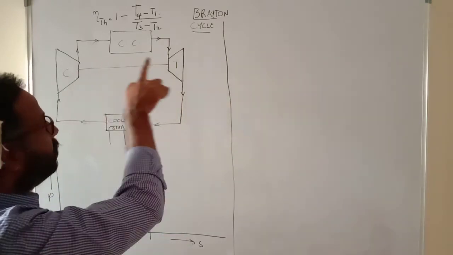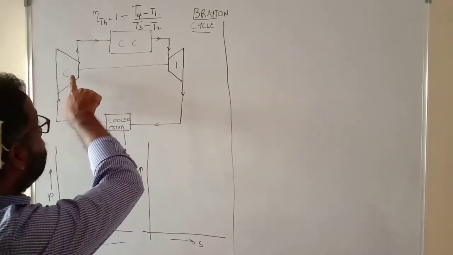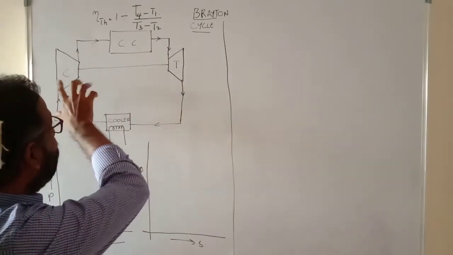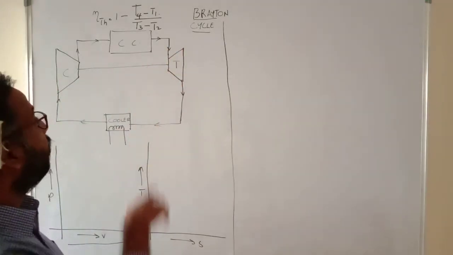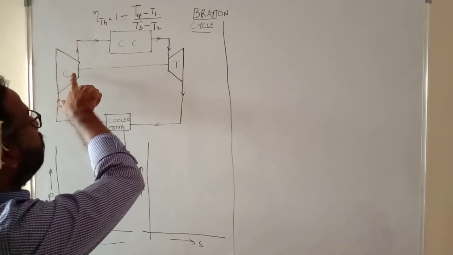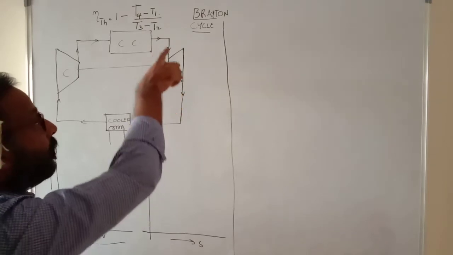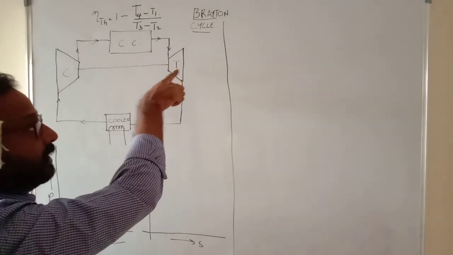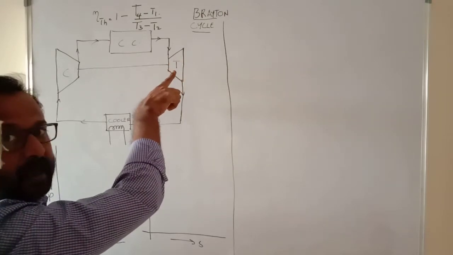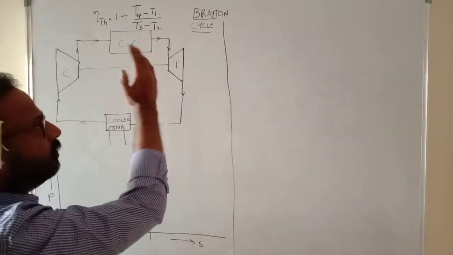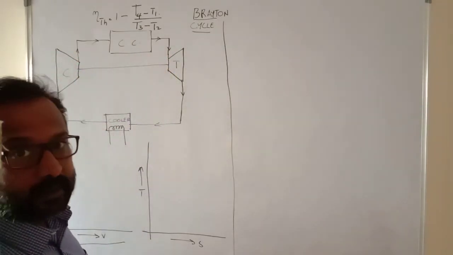Between the compressor and the turbine, one shaft is connected. Obviously, for running the compressor we need power. The compressor is a power absorbing device, whereas a turbine is a power generating device. So for driving the compressor, the power is taken from the turbine. Of the work produced by the turbine, most of it is used for rotating the compressor.